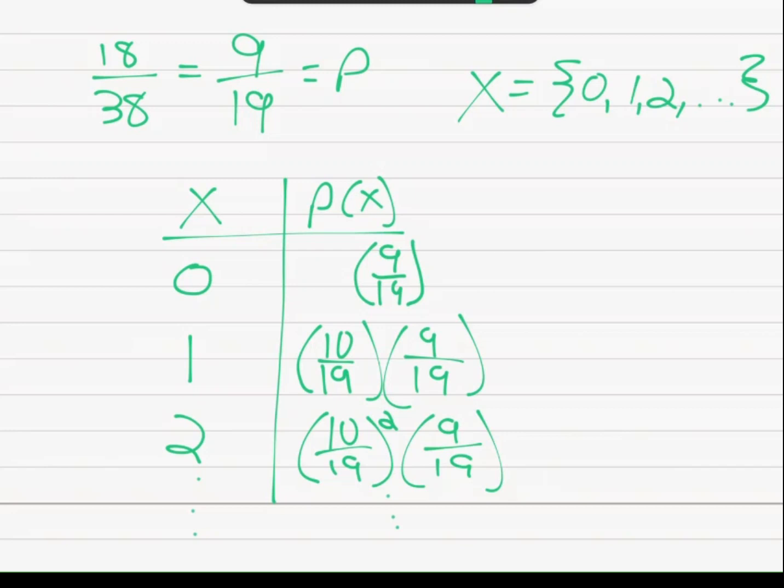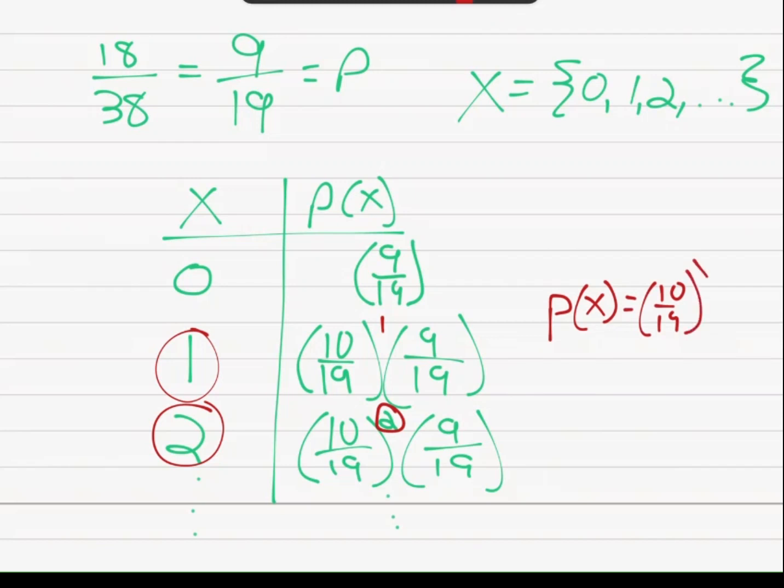And the power of the 10/19, that's the number of failures we have before there's an eventual success. So the probability density function in closed form is 10/19 raised to the x power, and then that final success occurs and stops the process, right? So this is our closed form.